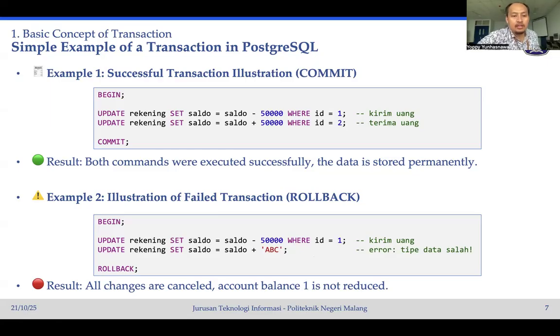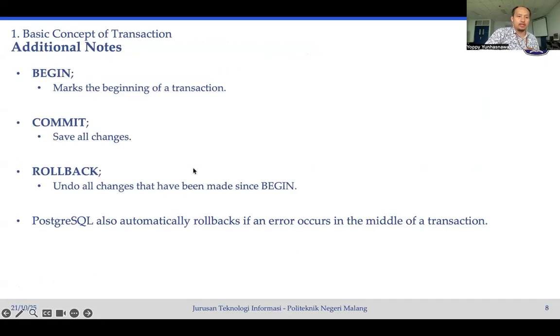That's why we need to call ROLLBACK. If the transaction is not successful, then we roll back the transaction. Whenever we call rollback, the data will be restored to its original state. Okay, this is one simple example of a transaction in PostgreSQL.